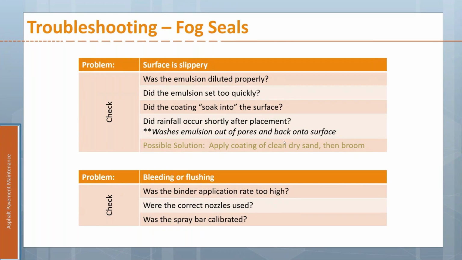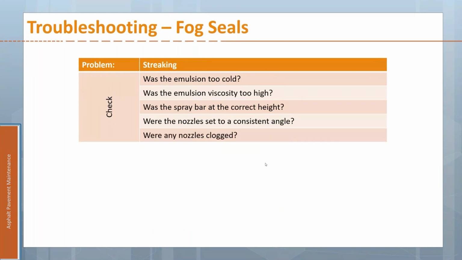So make sure you do have the correct nozzles, you calibrated the spray bar, and all of those things. And then if you see streaking, it could be that the emulsion was too cold, maybe it was too high of viscosity, which means too thick of a liquid. Make sure your spray bar is at the correct height and you've got those nozzles all at a consistent angle with the appropriate overlap. And then the other obvious thing is, do you have any nozzles that are clogged?